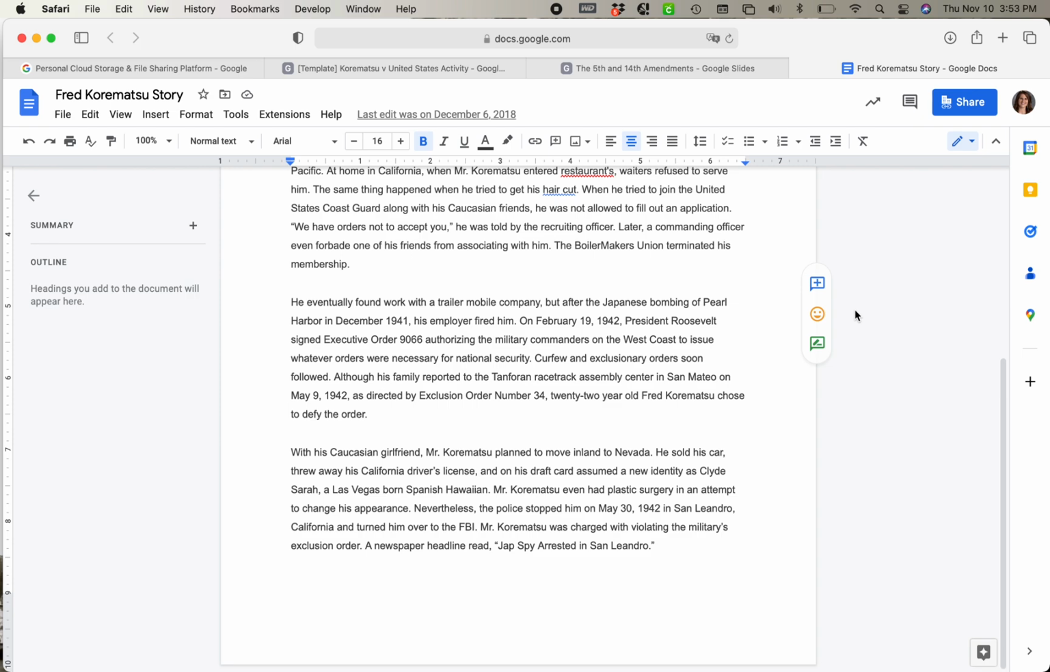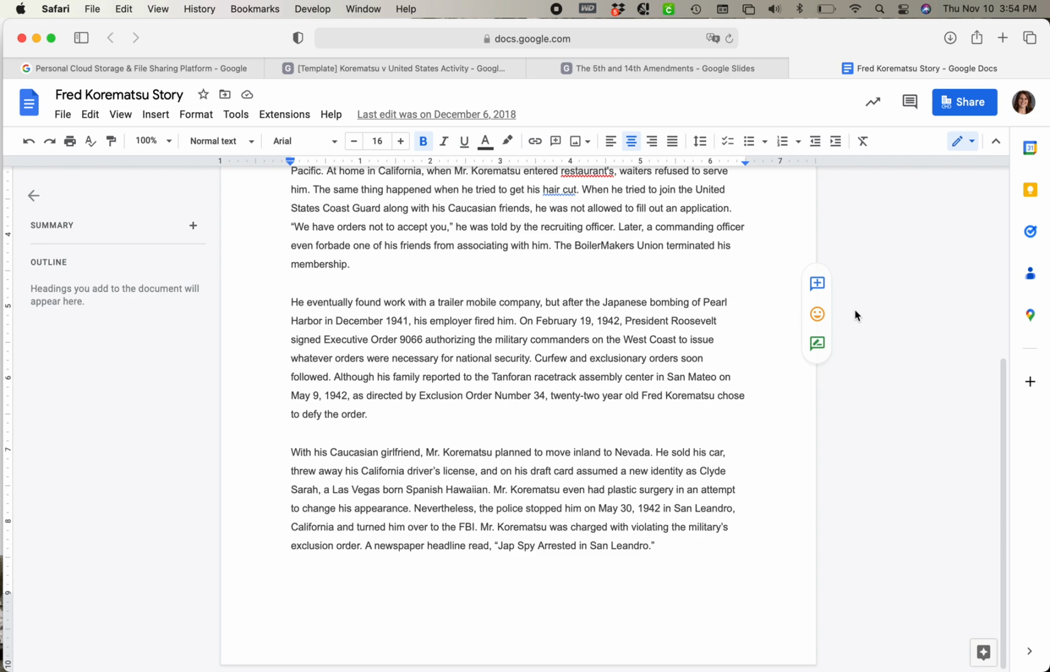Mr. Korematsu was charged with violating the military's exclusion order, and a newspaper headline read, "Japanese spy arrested in San Leandro." So you can see from the story, Fred's family all went to the racetrack where they were told to go. However, Fred refused to go, and he tried to change his identity and tried to flee to Nevada. However, he was caught, and then is going to be turned over to the FBI.